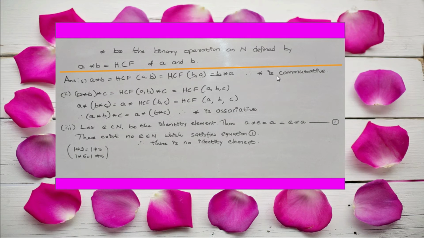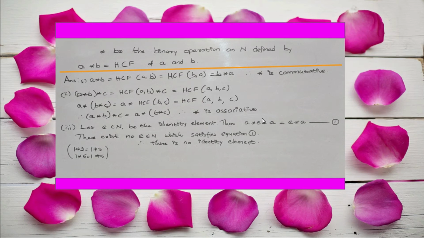So star is commutative. Now consider (A star B) star C. A star B is HCF of A, B, star C, that is equal to HCF of 3 numbers A, B, C. And A star (B star C) is A star HCF of B, C. Again applying star, we get HCF of A, B, C. So these two are equal. (A star B) star C equal to A star (B star C). So star is associative.